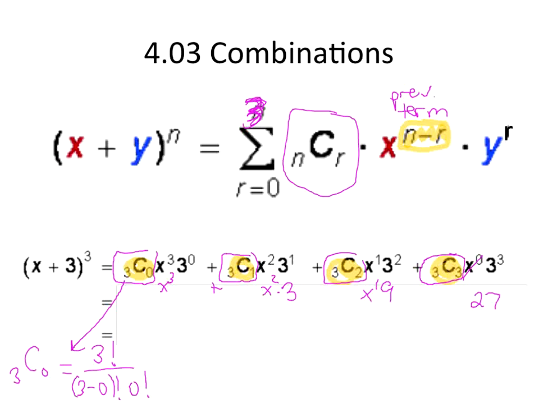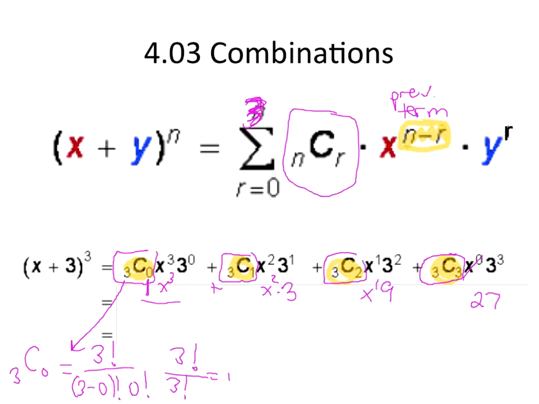On the bottom, 3 minus 0 factorial, what's that going to give me? 3. So on top I have 3, on the bottom I have 3. And then what's the 0 factorial portion? 1. So what's this whole answer? 1. Good job. So this whole 3C0 just became a 1. So that's the first part of my problem. I have 1x cubed.